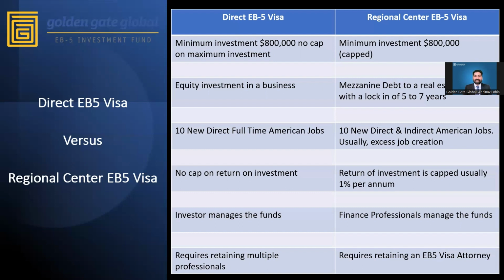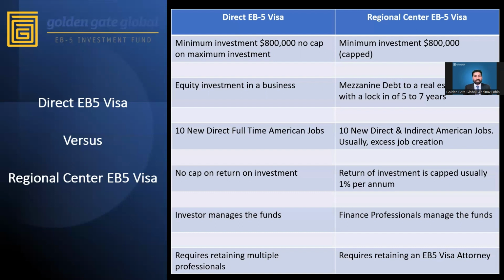Lastly, like I said, direct EB-5 is a very hands-on process. You need to hire multiple professionals: tax consultants, an employment attorney, a corporate attorney, an immigration attorney, and a business plan expert to file a petition that is approvable with the USCIS. In the case of a regional center EB-5, it's a hands-off approach. Everything is prepared by the regional center. You just need to retain a competent EB-5 visa attorney who will assist you with documenting your source of funds and doing due diligence on the project.